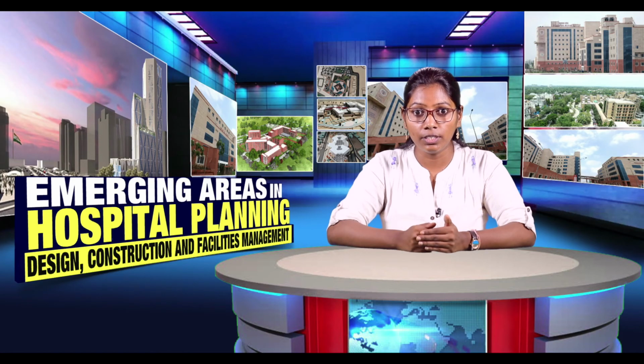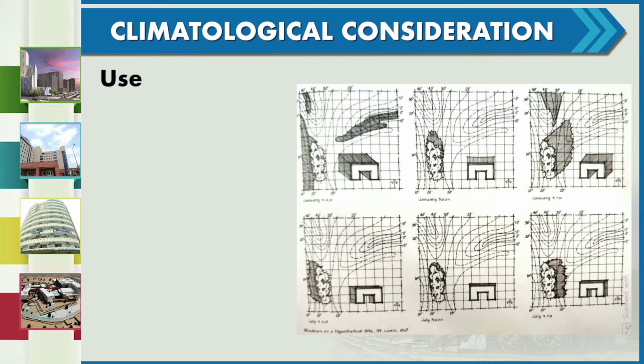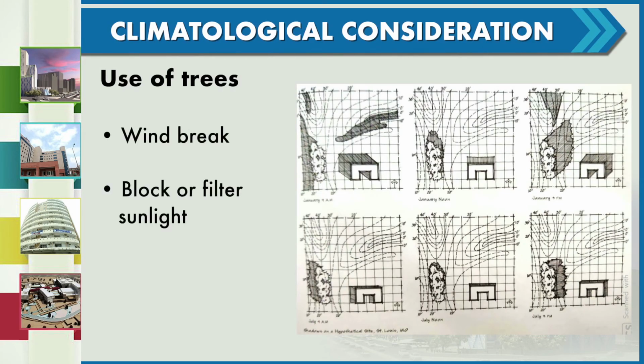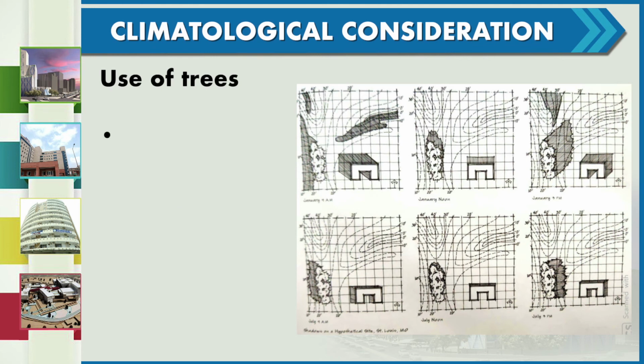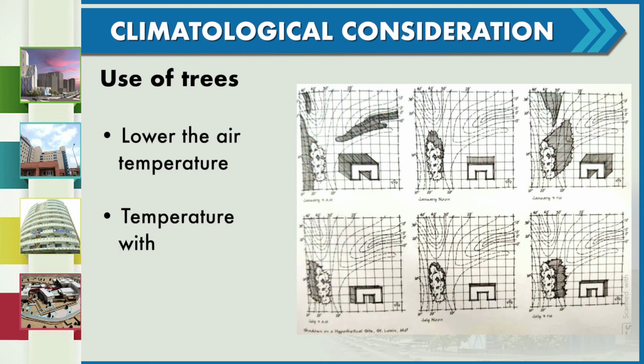Now we will understand the uses of trees in site planning. They can provide windbreaks for the buildings and the open spaces. They can block or filter the sunlight and lower the air temperature. The temperature within the site can be lowered by 10 to 20 degrees.